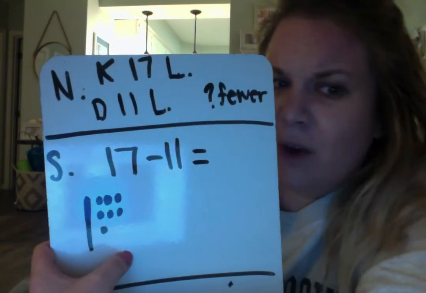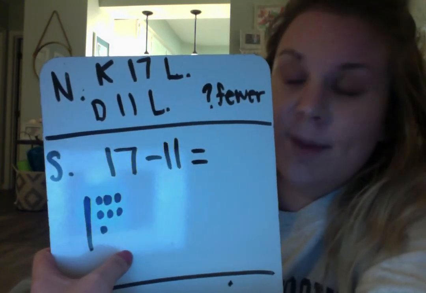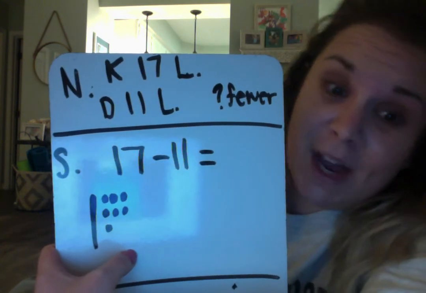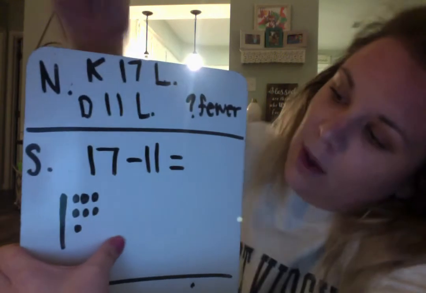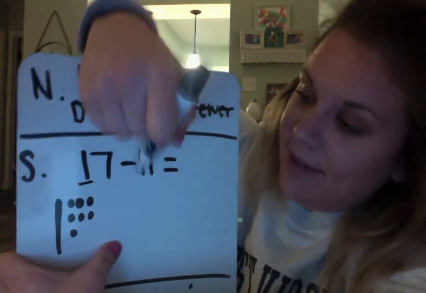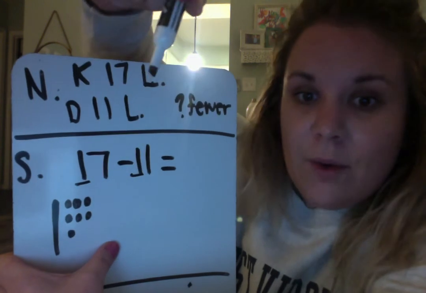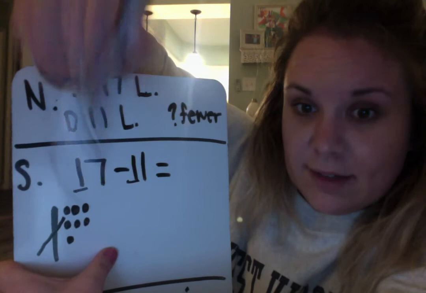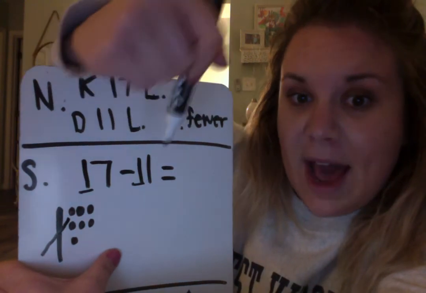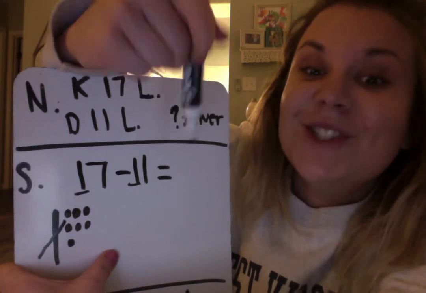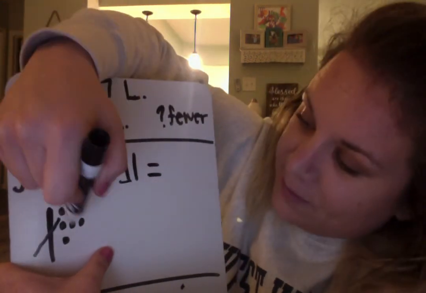Am I going to draw 11 more, or am I going to take away 11? I hope you're saying take away, all right? So we have 1 ten in 17, and how many tens in 11? We have 1. So first, let's take away our 10. It's gone. Now we have our 1s. How many 1s are in 11? 1. So I only need to take 1 away.